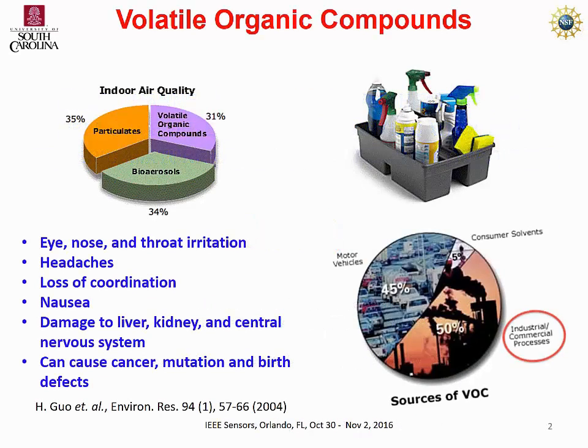So what are volatile organic compounds? These are ubiquitous in our indoor and outdoor air. They are responsible for various health problems like eye, nose and throat irritation, headaches, loss of coordination, nausea, and they can also cause damage to liver, kidney, and central nervous system, and they can cause cancer, mutation, and birth defects.